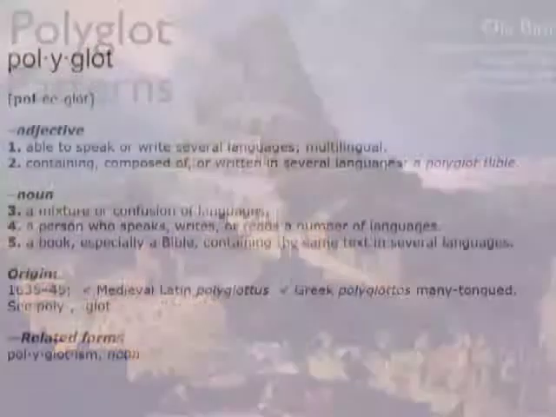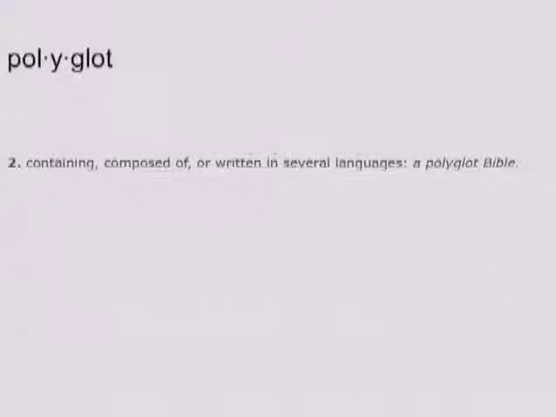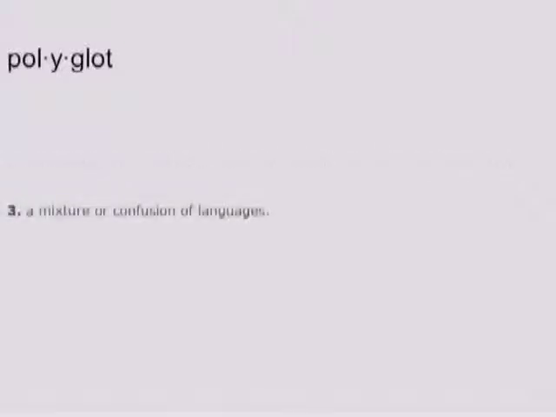Okay, so let's begin with the polyglot definition. What is a polyglot? There are several different definitions for this. Some of them are more interesting than others. So this one is probably the most pertaining to what we're going to talk about today. Polyglot: containing, composed of, or written in several languages. Or a mixture or confusion of languages. I would say that both of those exemplify some things that sometimes happen.